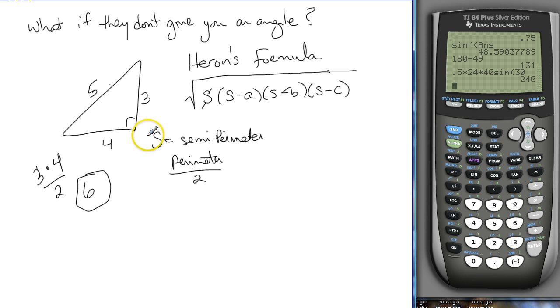All right, now you're like, that doesn't look any easier. Let's try it first. First thing, let's find S. S is you add up the sides and cut it in half. So S would be 3 plus 4 plus 5, added up, divided by 2. 9 and 3 is 12. 12 divided by 2. The semi-perimeter is 6.